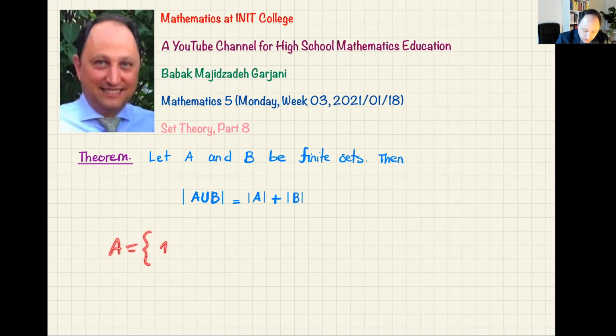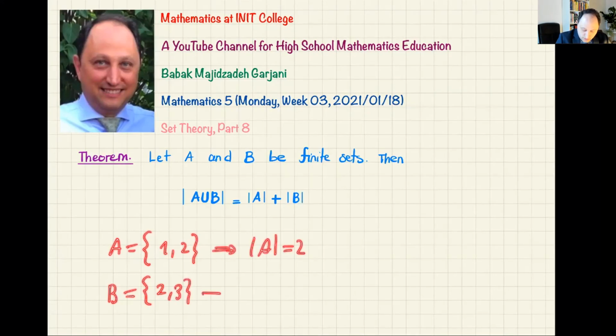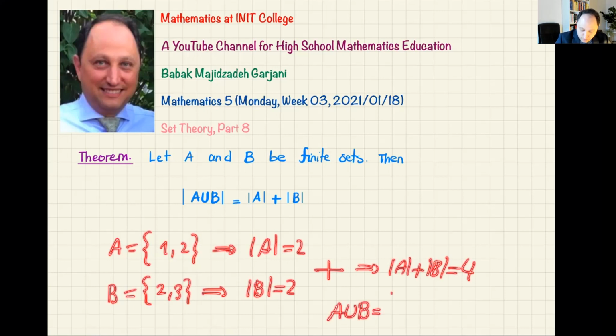So if I have this A, this, and if I have B, this, if I ask you what is the cardinality of A, you say 2. If I ask you what is the cardinality of B, there are 2 elements. This is again 2. If I add them, the cardinality of A plus the cardinality of B is 4. But if I ask you what is the cardinality of the union, you first union them. Because in the union you do not repeat elements, the union is 1, 2, 3. And if I ask you what is the cardinality of the union, the answer is not 4, the answer is 3. And then you see that they are not the same.